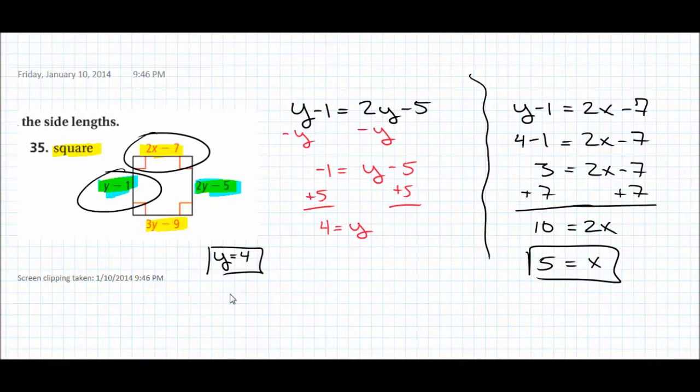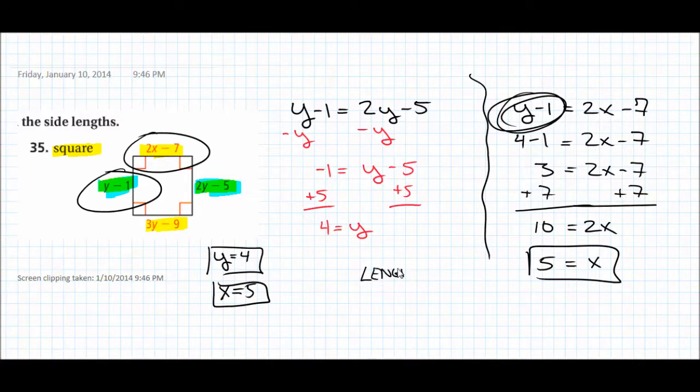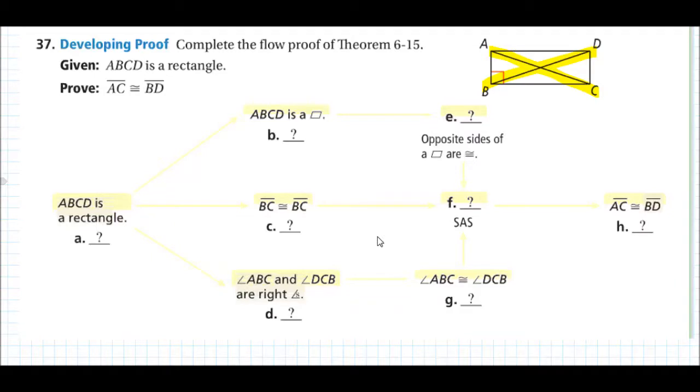Okay. Now we've got to find the length of the sides. Again, this to me is the easiest one to solve for. So if we plug in y, so length equals y minus 1, which is 4 minus 1, which is 37.